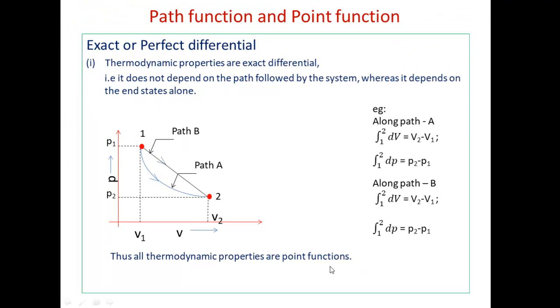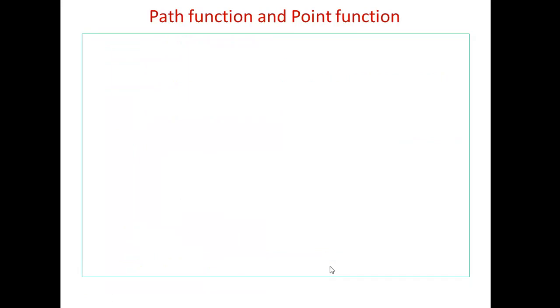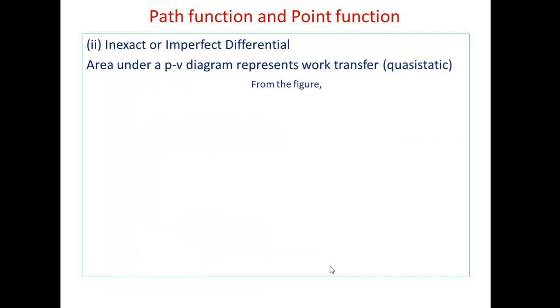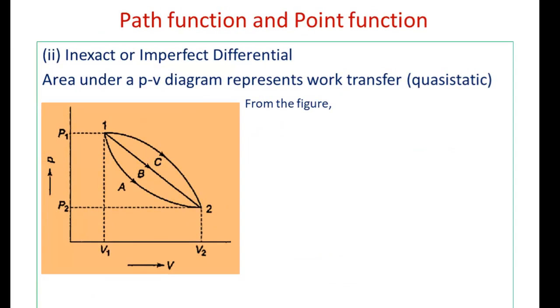Now let me explain what a path function is, then it will be very clear. For that, let us consider a system that undergoes a change of state. Its initial state is state 1, with pressure P1 and volume V1. This system at state 1 is going to undergo a process, and after undergoing it reaches state 2, where the pressure is P2 and volume is V2. To reach state 2 from state 1, there are three paths available: path A, path B and path C.